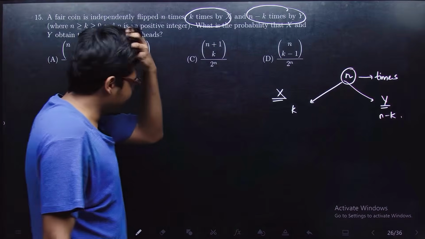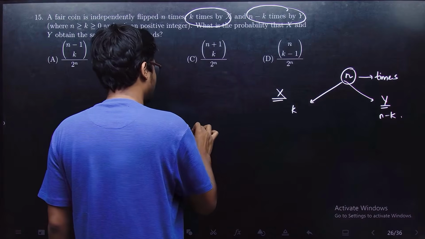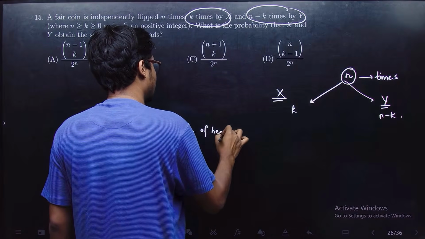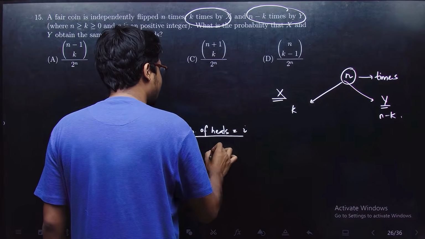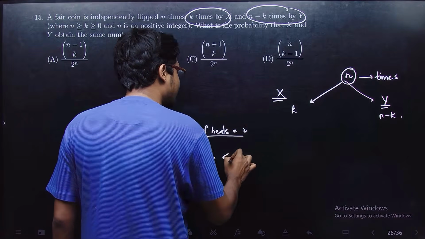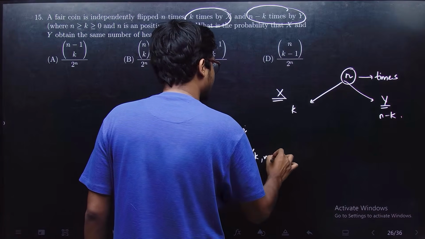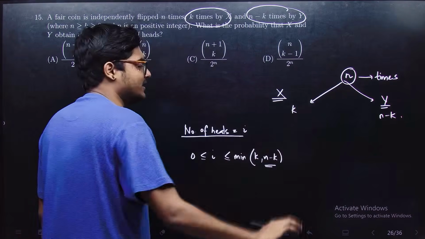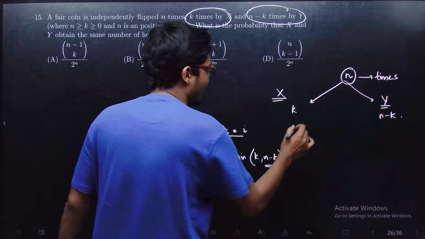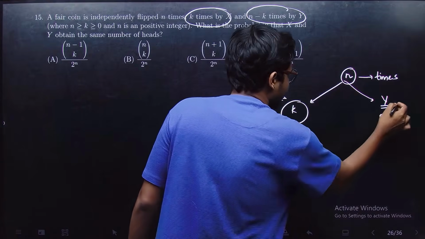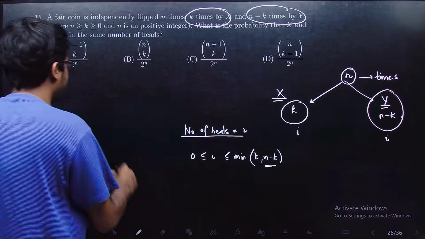So this value could be anything, right? It could be I. So if I talk about the number of heads that they get, if I say that it's equal to some I, then I can range anything between 0 all the way till the minimum of k and n minus k, okay? Now observe, this question is very simple, okay? You don't even have to calculate anything. Assume that x is getting some I heads, okay? Then y also needs to get I heads, okay?